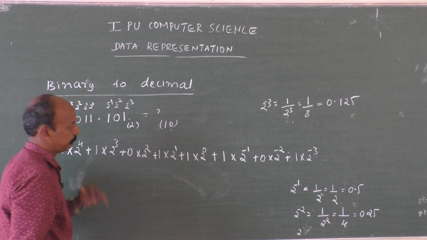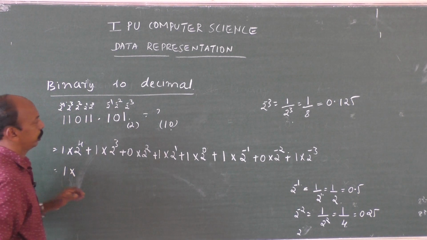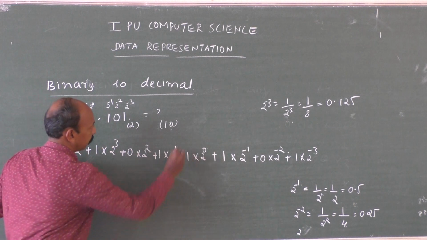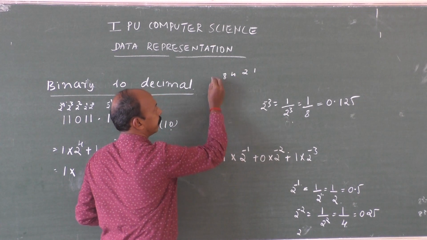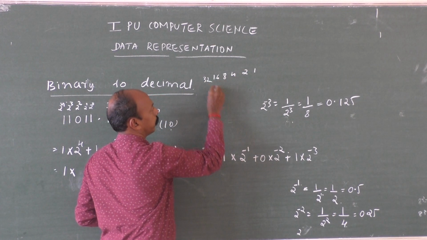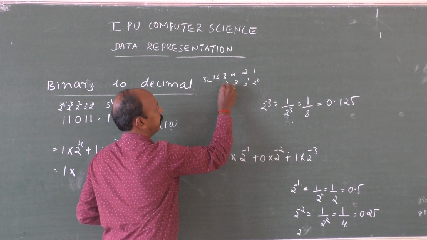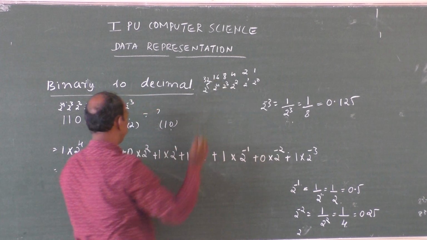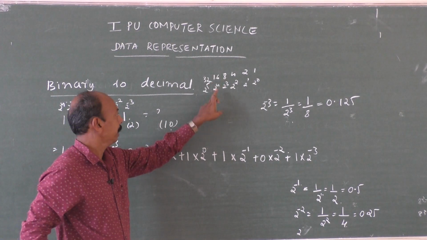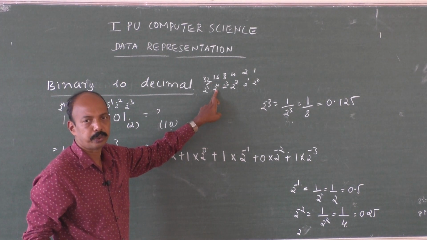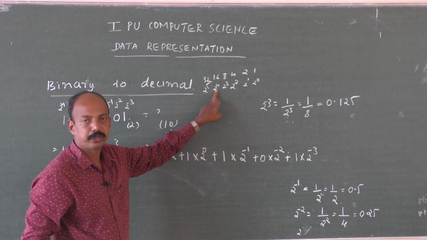Now let us simplify this. 1 into 2 to the power 4. 2 to the power 4 is how much? 1, 2, 4, 8, 16, 32. This is 2 to the power 0, 2 to the power 1, 2 to the power 2, 2 to the power 3, 2 to the power 4, 2 to the power 5. In this case, what we have? 2 to the power 4. 2 to the power 4 is 16. Multiply 2 four times. 2 into 2, 4. 4 into 2, 8. 8 into 2, 16. 2 to the power 4 is 16.